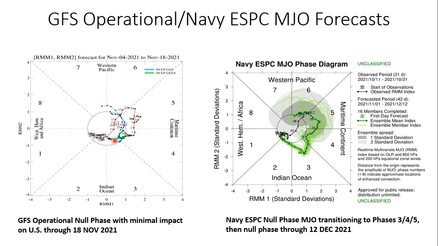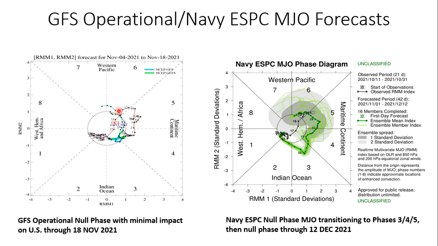Generally starting out again in the MJO, the null phase, in this inner circle here, the center of the phase diagram, working our way outward towards the edge of the inner circle. And there are some indications according to this GFS operational model. This model also runs out through the 18th of November.